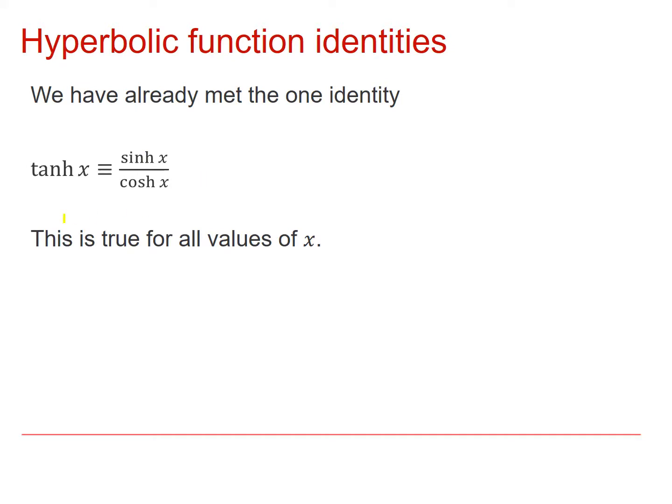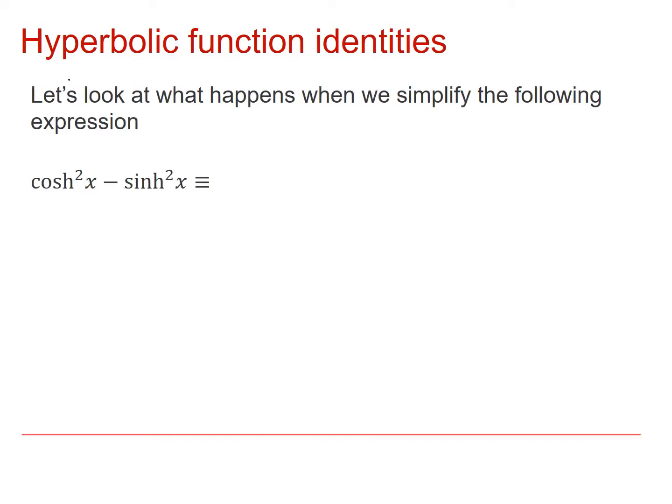We've already met this identity that tanh x is identical to sinh x over cosh x, and by identical we mean that this is true for all values of x. So let's look at what happens when we simplify this expression.